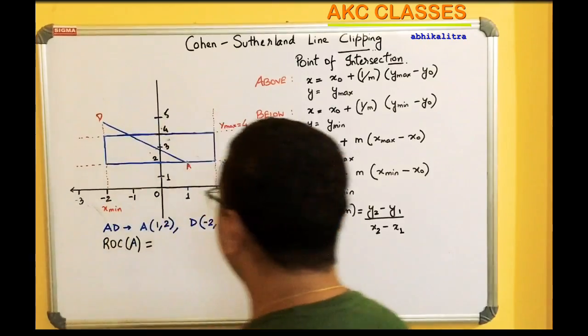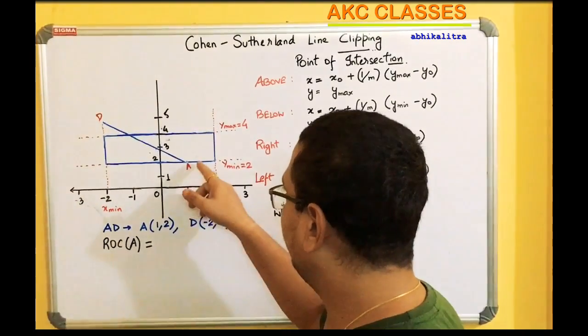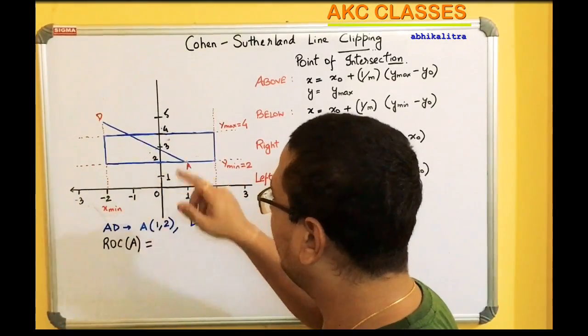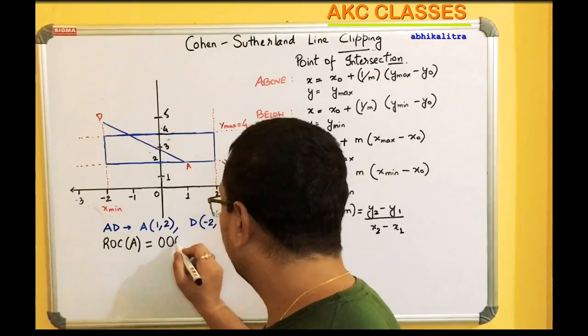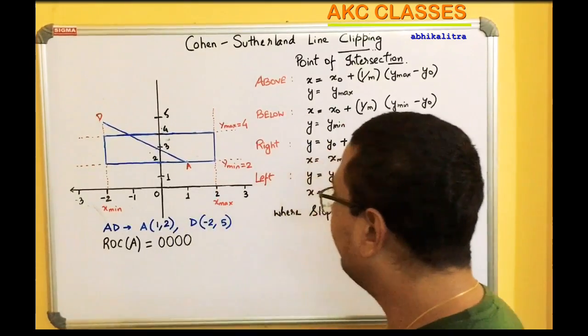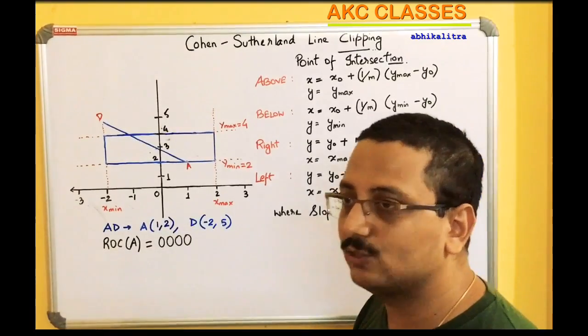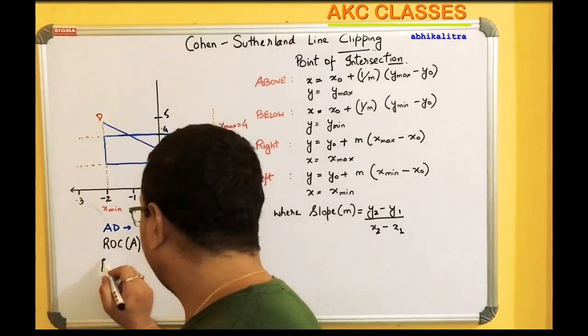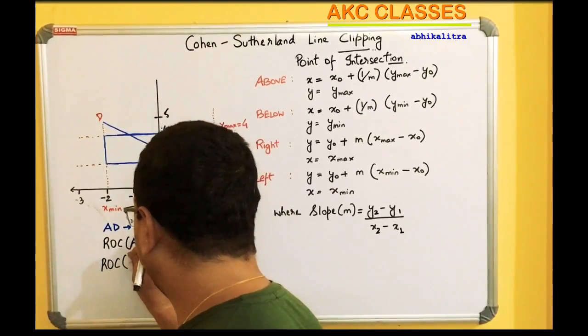So I'm trying to find out the ROC of endpoint A. Since endpoint A is just at the boundary of the rectangle display system, it will be all zeros. Obviously, you can understand that if one of the endpoints is all zeros, then the logical AND operation of this one has to be all zeros. After that, we calculate the region outcode of B.